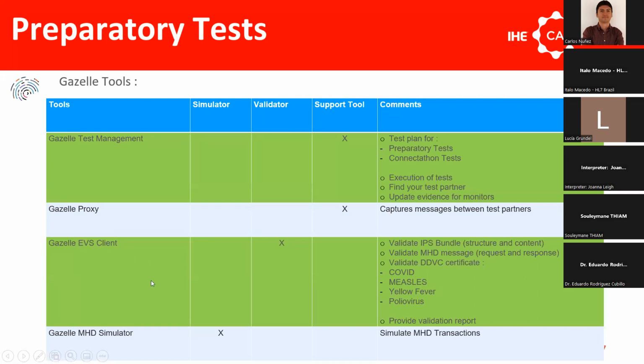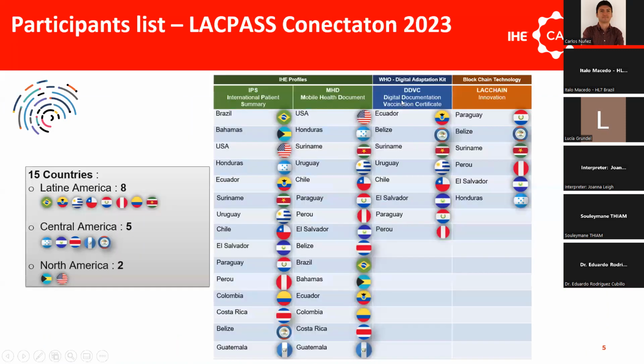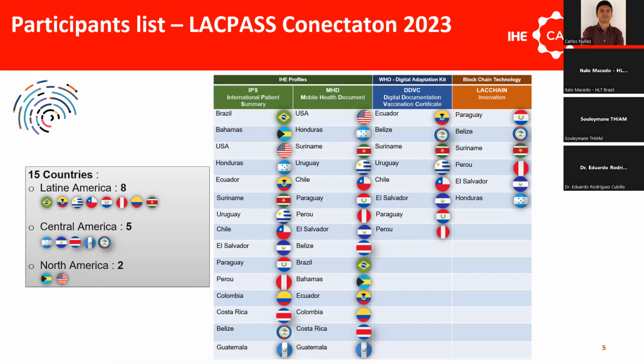Okay. So in the preparatory stage, only the countries in this list will be involved in the DDVC preparatory stage. We have Ecuador, Belize, Suriname, Uruguay, Chile, El Salvador, Paraguay, and Peru. So for the other countries, you don't have any preparatory test to perform. But I will show you what you can do in the preparatory. You can just open the test cases you will execute in Sao Paulo and see if you understand the test. If you don't understand, you can come back to Carlos or me.